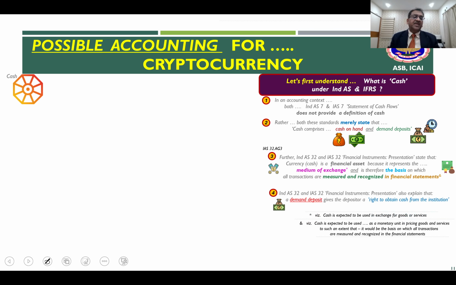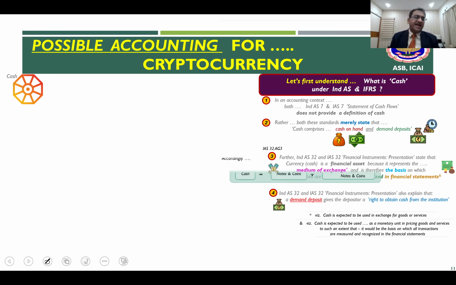Now, also, if you look at the same Ind AS 32 and IAS 32, they also explain that a demand deposit gives the depositor a right to obtain the cash from the institution. So, for example, if you have deposited this demand deposit with HDFC Bank, then as a depositor, you have the right to obtain the cash on demand from the institution, HDFC in my example. So cash is basically defined in this way.